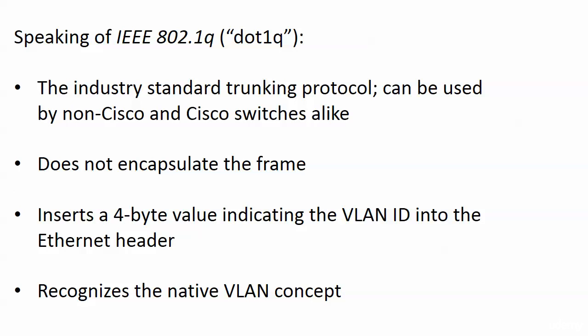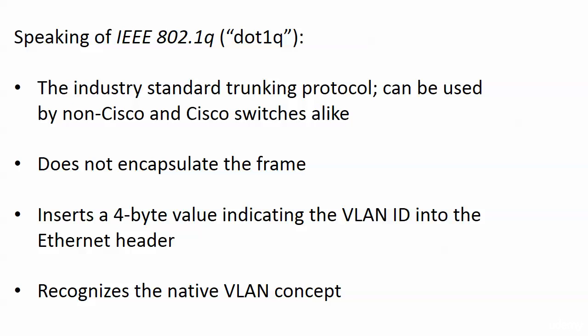This is another phrase you should look for on your exams, and you'll see it in white papers and things online as well: industry standard, and that means that everybody can use it. So .1q, the industry standard trunking protocol, can be used by non-Cisco and Cisco switches alike. It does not encapsulate the frame like ISL does. Instead, it inserts a 4-byte value indicating the VLAN ID into the Ethernet header. So we're talking about a lot less overhead. Just the encapsulation and de-encapsulation is extra work for the switches. And .1q recognizes the native VLAN concept.